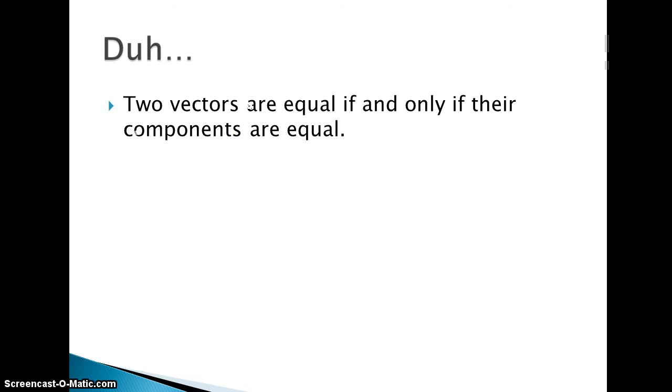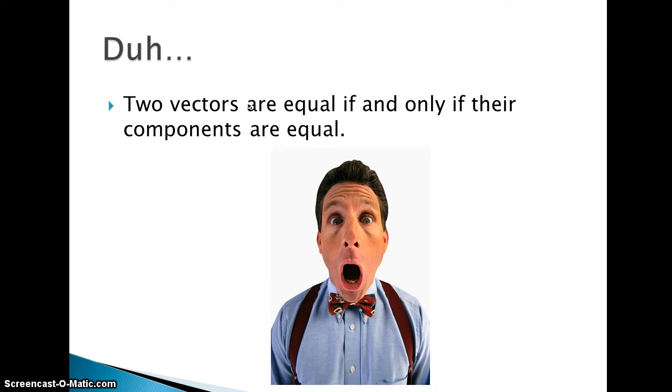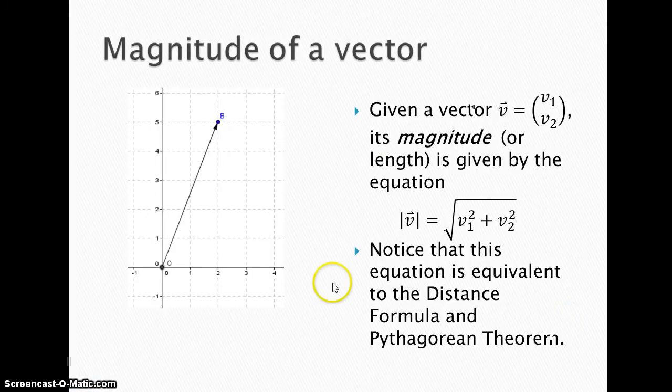So here's a really obvious statement. Two vectors are equal if and only if their components are equal. Shocker! Not really.